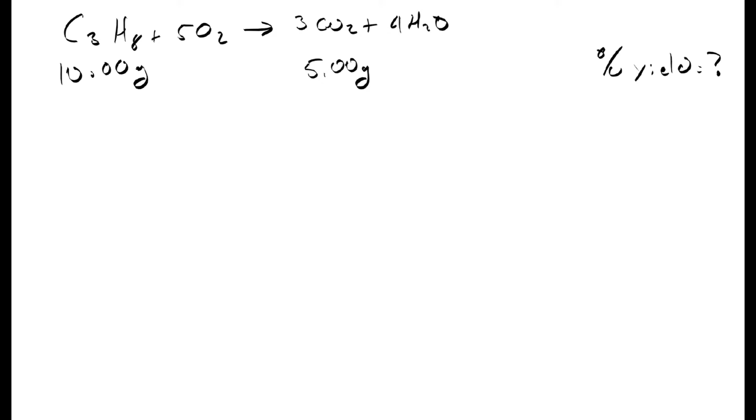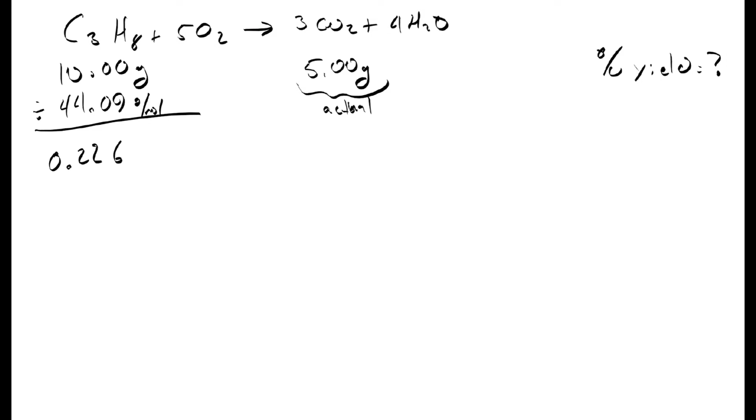Okay, so if you actually produce 5 grams, that means that this is the actual yield. So we need to find the theoretical yield. What mass of carbon dioxide should you have gotten? Okay, so all roads lead to moles. Let's convert to moles. Oops, not times, but divided by 44.09 grams per mole gives us 0.2268 moles of propane, C3H8.